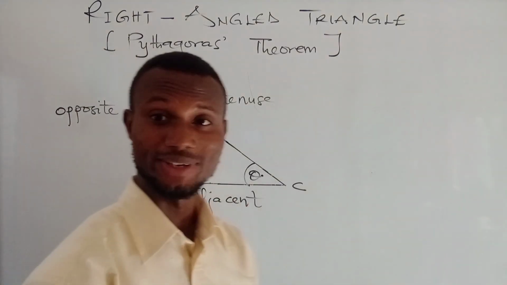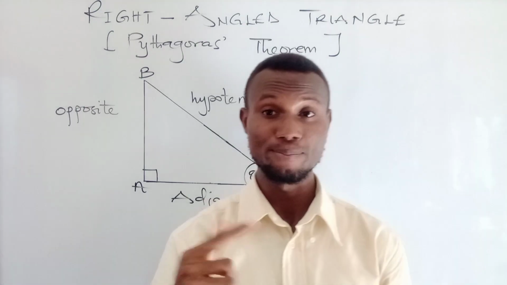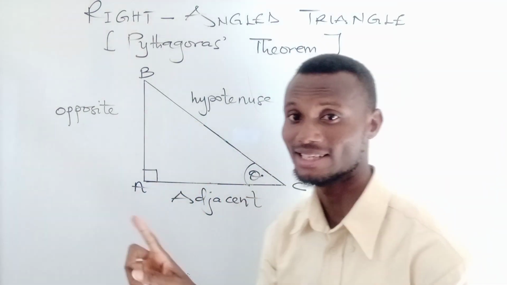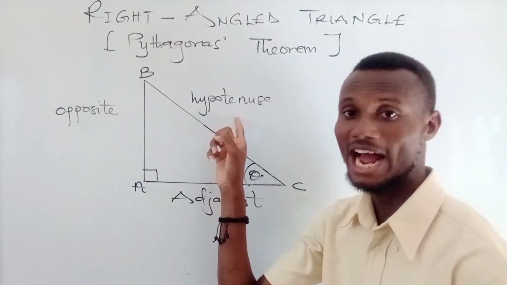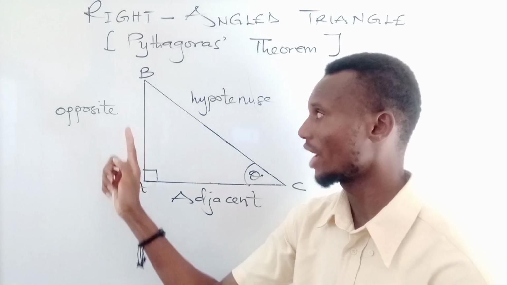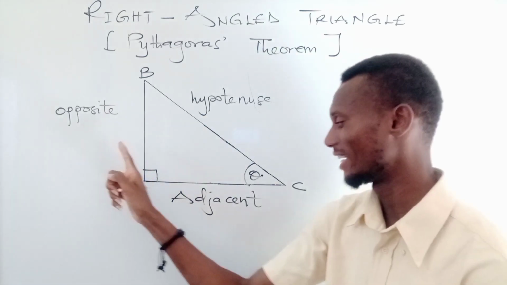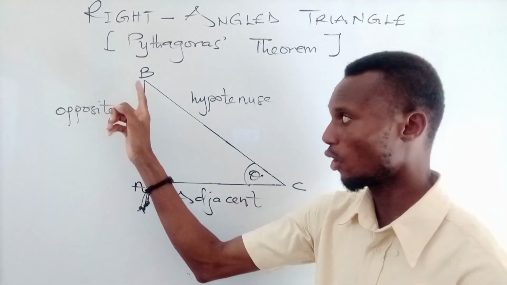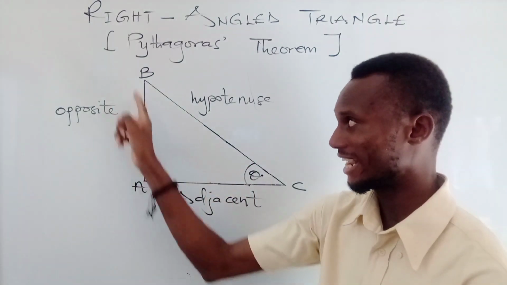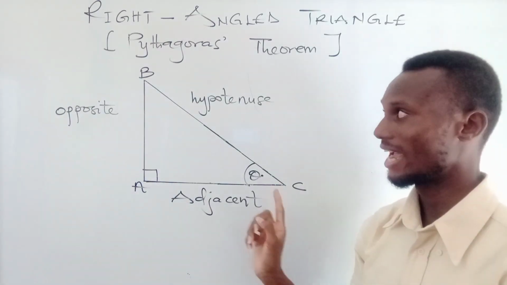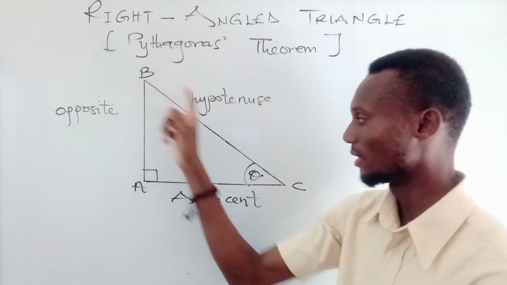I'm going to repeat it one more time. The Pythagoras theorem of the right angle triangle says that the square of the hypotenuse is equal to the sum of the square of the opposite and the adjacent of the triangle. So now the opposite here is the line AB, the adjacent here is the line AC, and the hypotenuse here is the line BC.